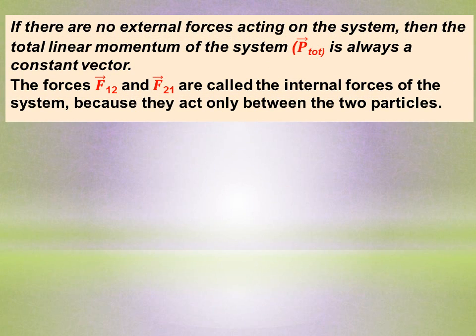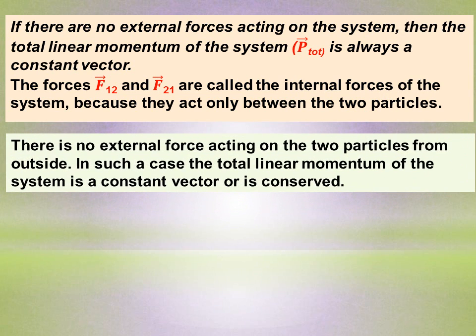If there are no external forces acting on the system, then the total linear momentum of the system, p total, is always a constant vector. Now, the forces F12 vector and F21 vector are called internal forces of the system because they act only between the two particles. There is no external force acting on the particles from outside. In such a case, the total linear momentum of the system is a constant vector and it is conserved.